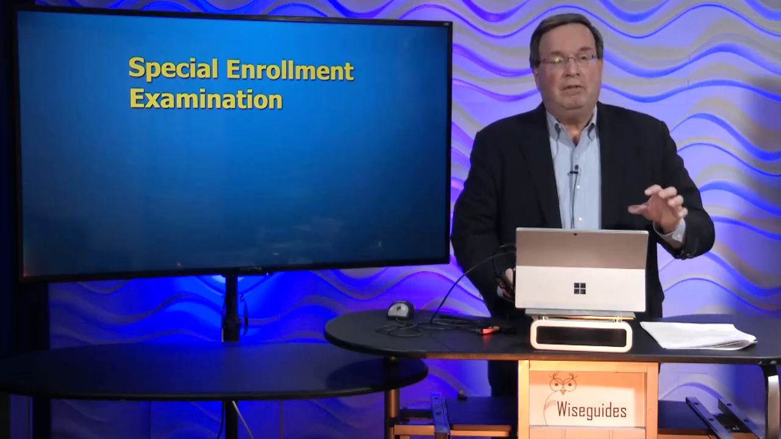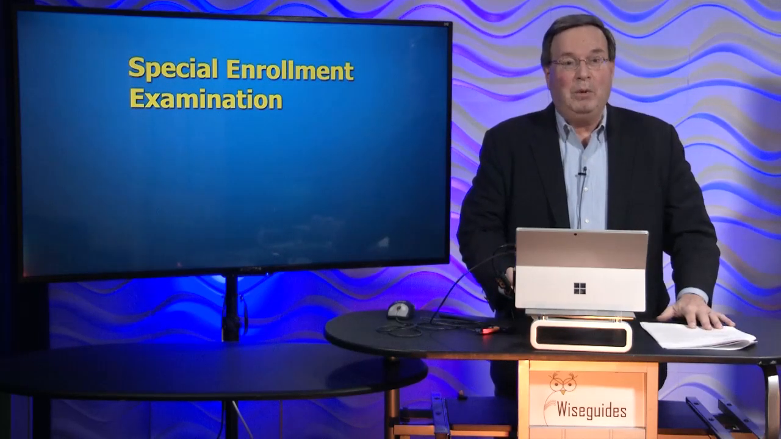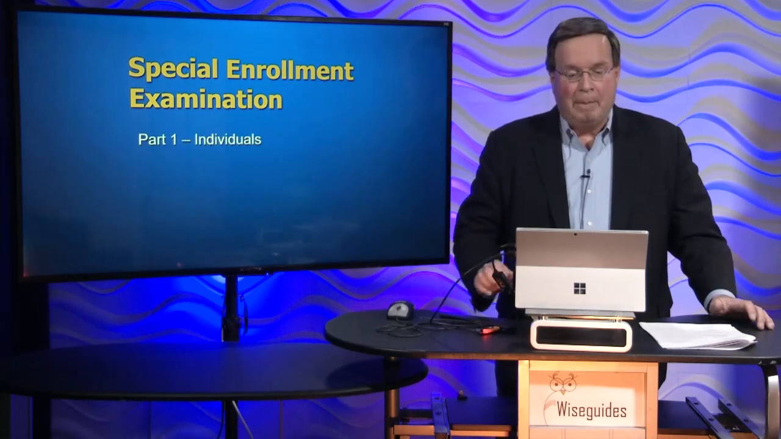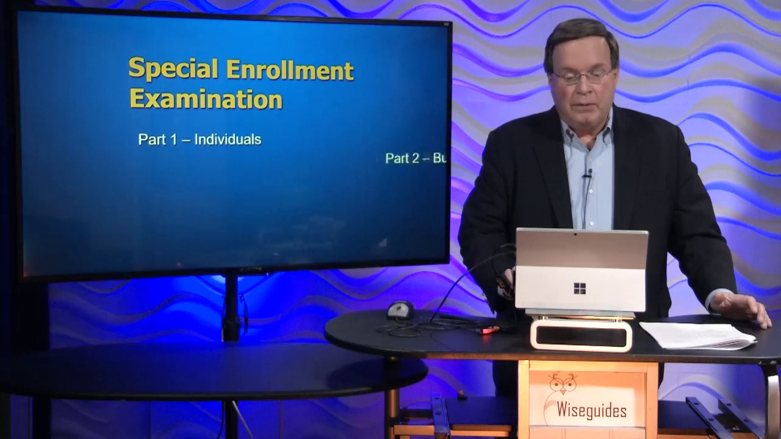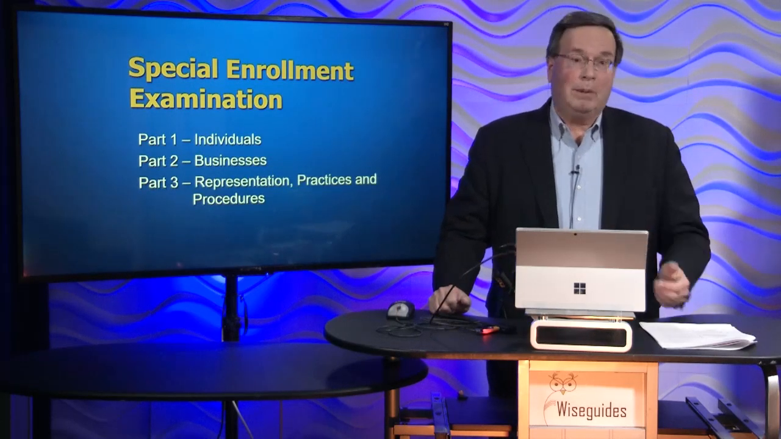I'm going to talk a little bit about the exam at this point in time, and then we're going to get into some specifics a little bit later. But right now, we call it the enrolled agent exam, but it's really technically called the Special Enrollment Examination. So if you see that online, it's like, whoa, is this the same test? The answer is it is the same exam. There are three parts to it. One's for individuals, one for business, and one for representation, practices, and procedure.